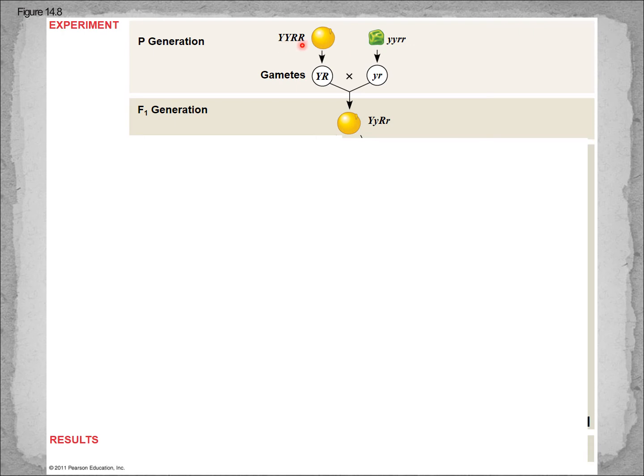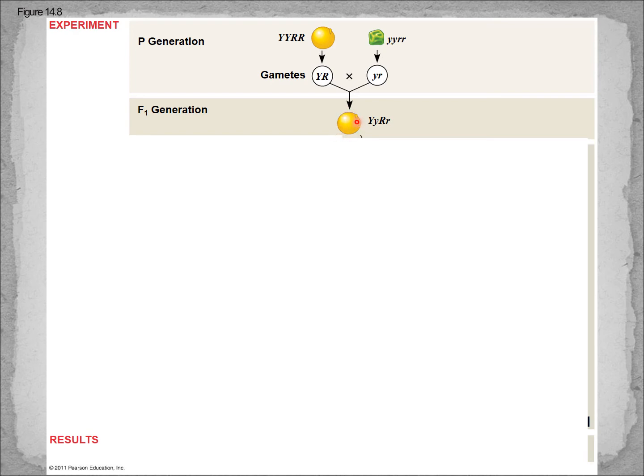So here we have a double homozygous dominant individual crossing with a double homozygous recessive individual. Anytime you do a cross between two opposite phenotypes, even if you're looking at two characters and there's true dominance or complete dominance happening, the F1 generation are all going to be heterozygotes and they're going to display the dominant phenotype.